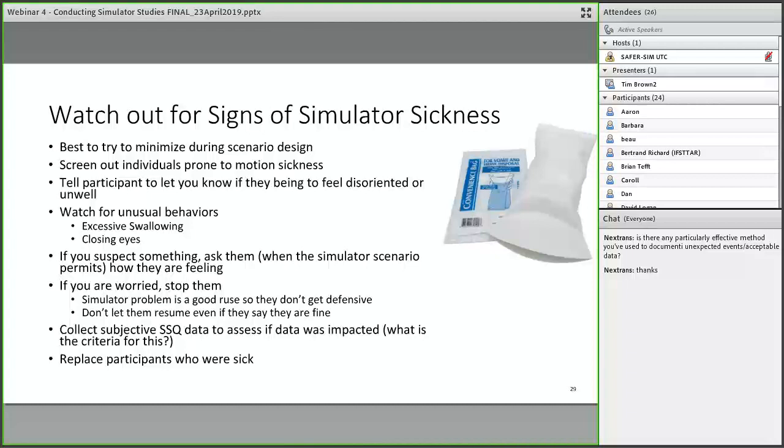If you suspect something, you want to ask them. You want to find the right time in the scenario when it's safe to ask it without impacting the data. If you're still worried, you can always stop the simulation. This is always a delicate balance.